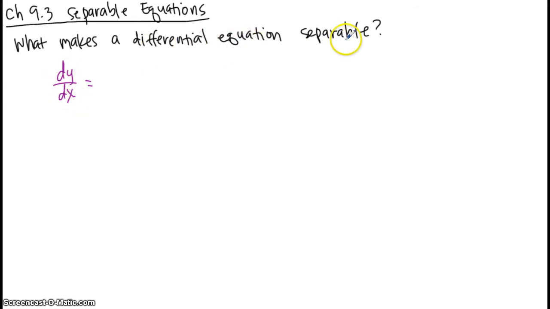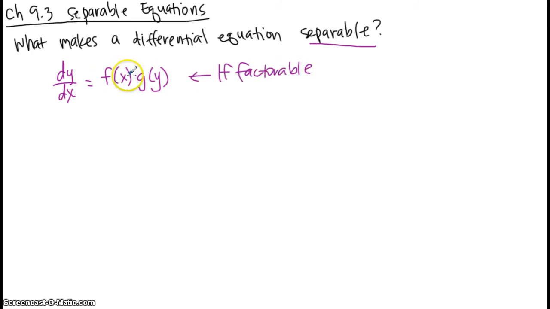There are certain ones that make them separable. And that's if you have a function with respect to both variables and it's a product. So you have a function with respect to x multiplied by a function with respect to y. If it's factorable, then it is separable. If factorable this way, f of x and g of y, then it is separable.